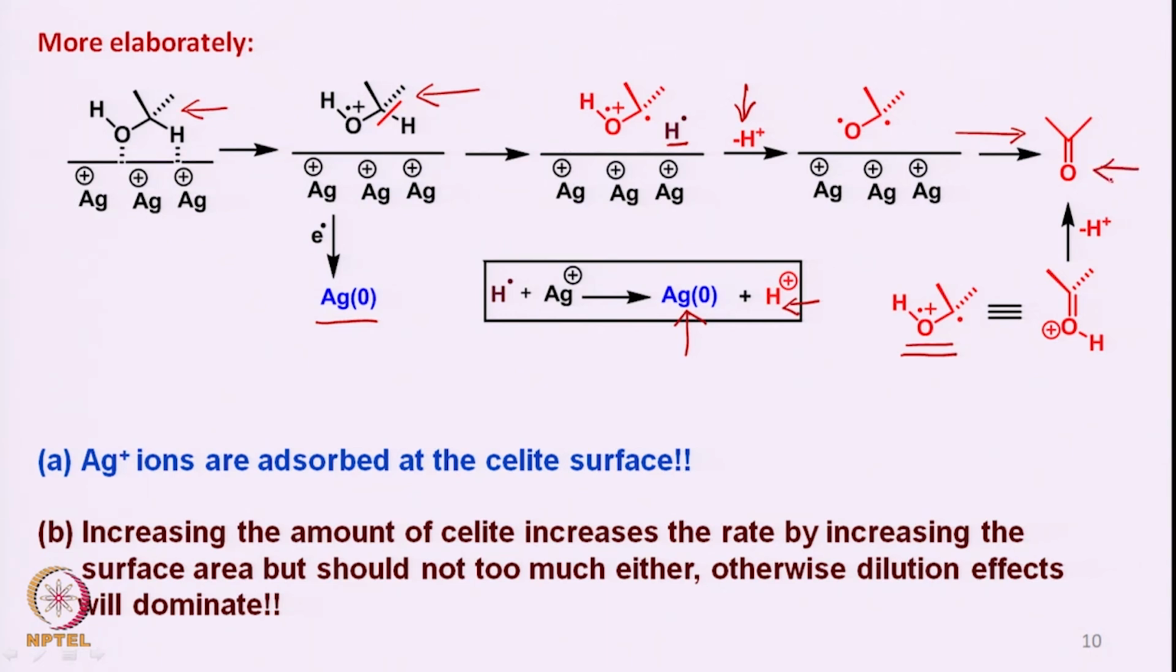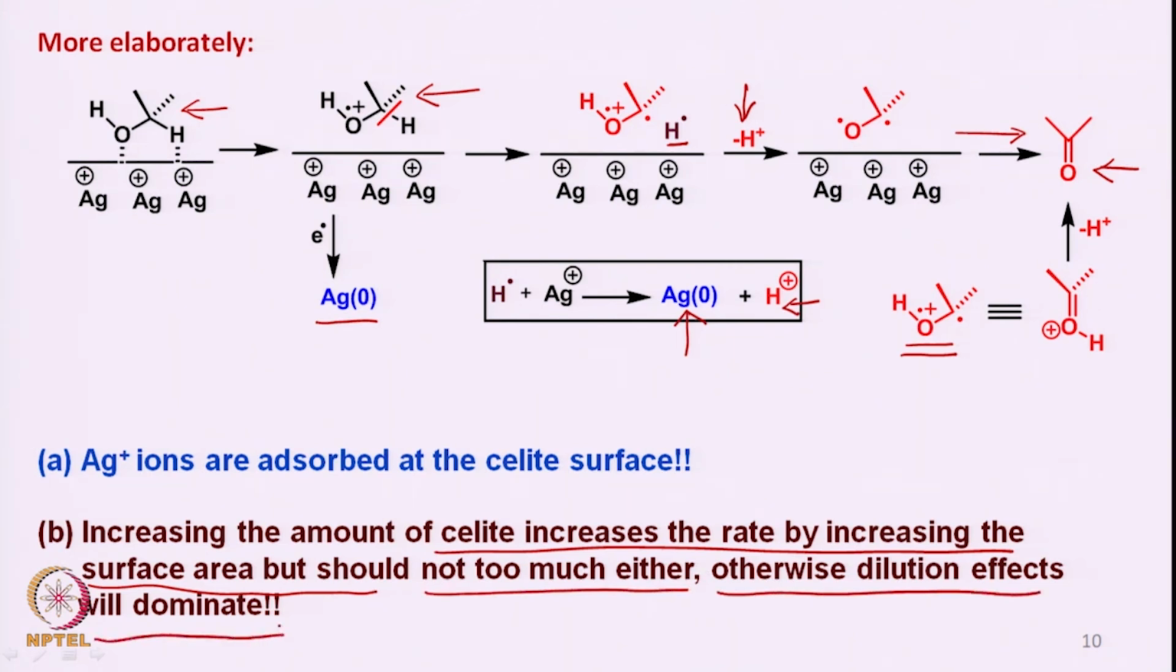So essentially it has a similar mechanism to the one I showed earlier, in a slightly more elaborate manner. So silver ions are adsorbed at the Celite surface. Increasing the amount of Celite increases the rate by increasing the surface area. We can increase the amount of Celite, which allows more surface area to be formed, therefore the rate of the reaction increases, but it should also not be too much, otherwise dilution effects will dominate and that leads to the reduction in the rate of oxidation.